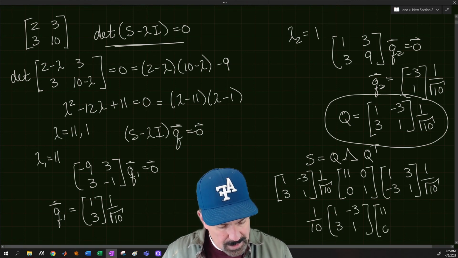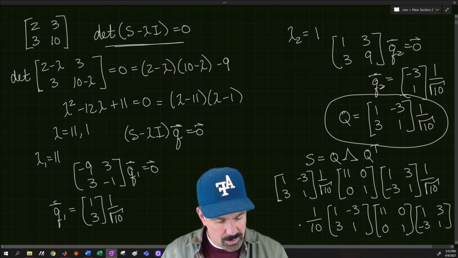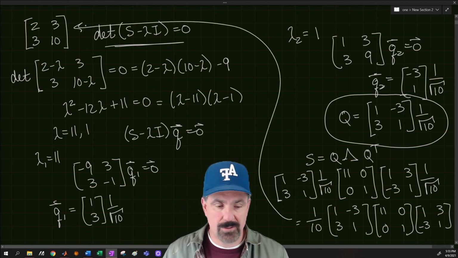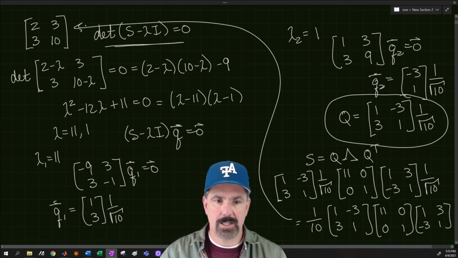So, if you want to verify that this is correct, you can multiply all of this out, and when you do all this multiplication, we will end up with our symmetric matrix. So just another example to give you a demonstration of how this works.